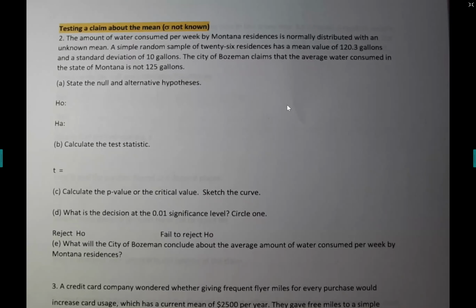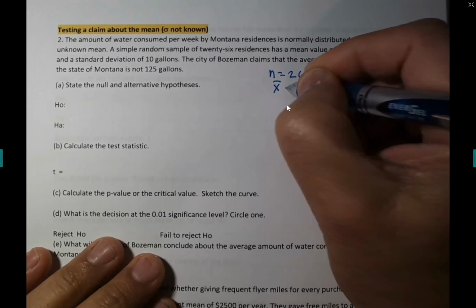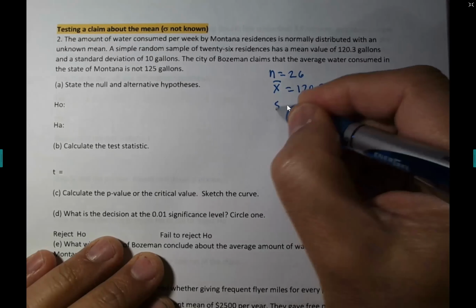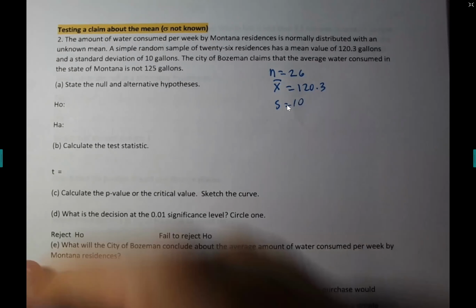The amount of water consumed per week by Montana residents is normally distributed with a known mean. A simple random sample of 26 residences, so n is 26, has a mean value, x bar is 120.3. When he gives you the mean, he's giving you x bar, guys, remember that. And a standard deviation of 10. He didn't say a population standard deviation, he's talking about the sample, guys, so this is S. The city of Bozeman claims, now guys, this is the question, that the average water consumed in the state of Montana is not 125. Can you guys help me write the null and the alternative?